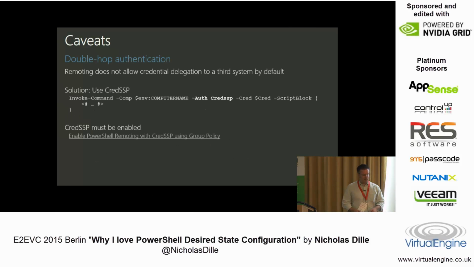Okay, second thing, double hop authentication. That's also a very nasty thing, not only in DSC, but also in administering with remote PowerShell. Because if I use invoke command, like I showed on the previous slide, it will only give you the possibility of running commands in another context on the same node. If you're trying to go to another node, this will fail because the credentials cannot be delegated by default. So you need to configure CredSSP. That is a bit of a mess. You need to tell every host that it accepts CredSSP and which host can delegate credentials to which other host.